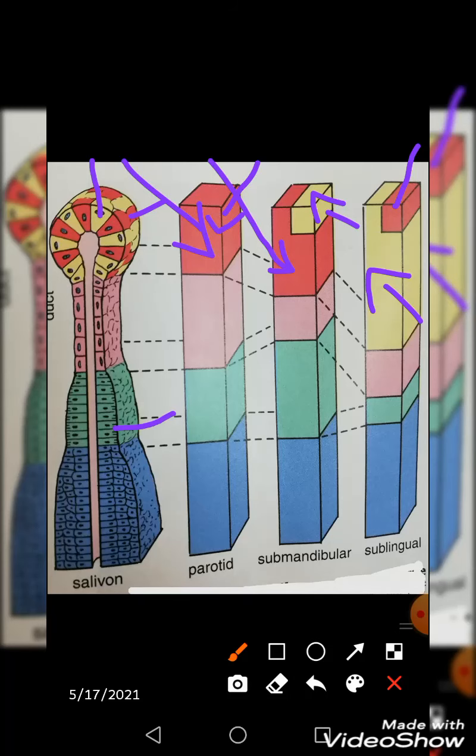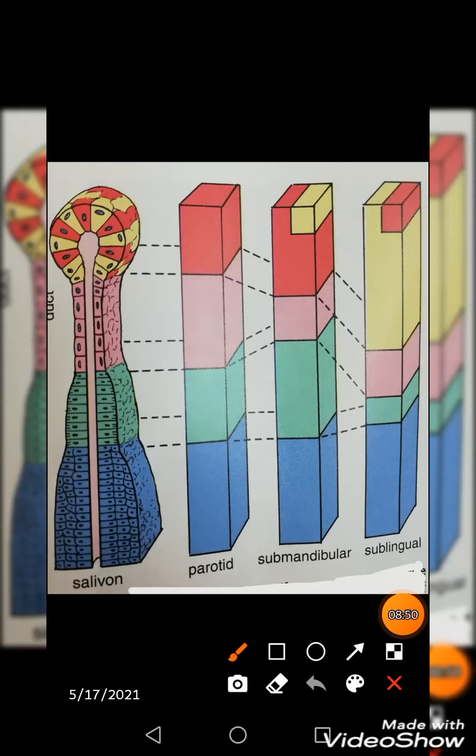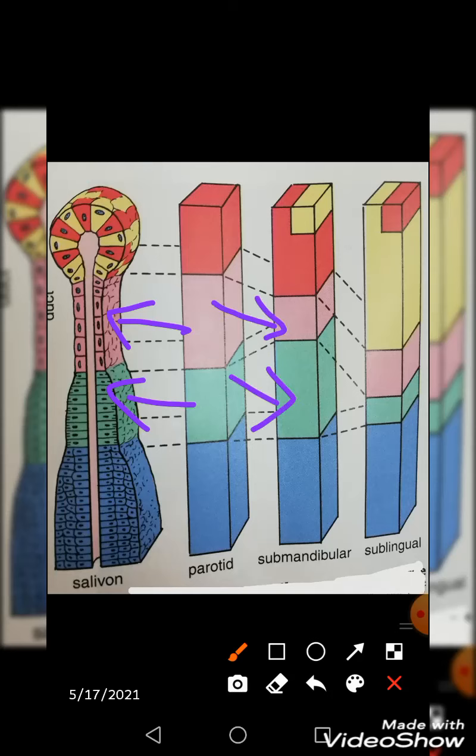Then you can see the intercalated duct I want to show you. This is of larger length, and the striated duct as well, in the parotid gland, and you can expect both of them in the submandibular, but hardly, or only a very small amount, in the sublingual. And the excretory duct ratio is definitely the same in the three, right? That is a very important diagram to memorize the difference among the three, right?